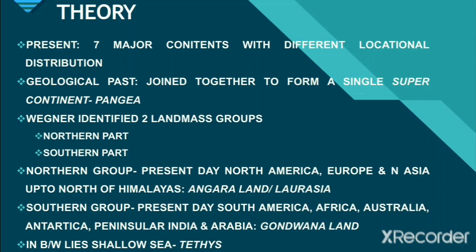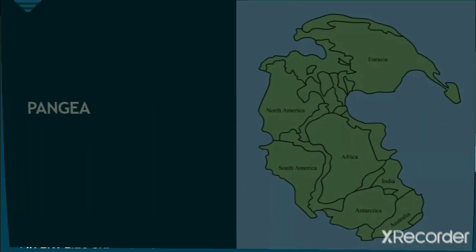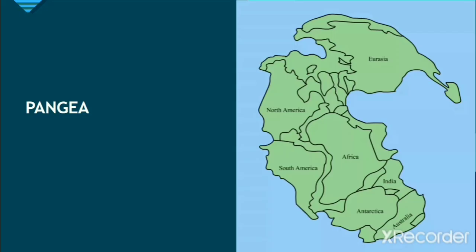Let's look into the explanation of this theory. At present, there are seven major continents with different locational distributions. Wegener felt that in the geological past, all the seven continents were joined together to form a single supercontinent. He called it Pangaea.